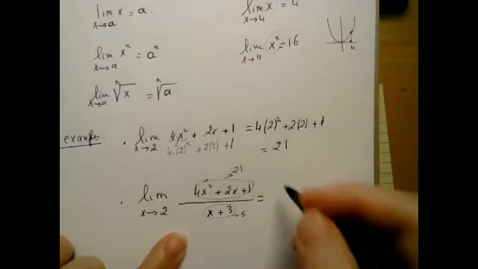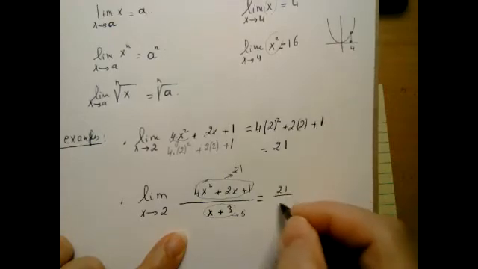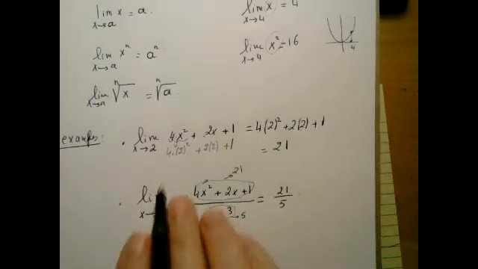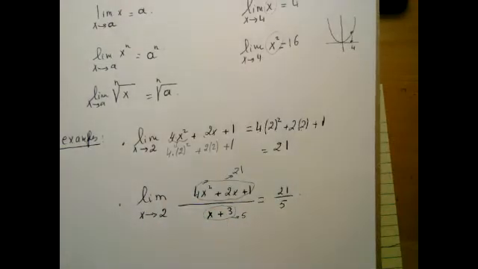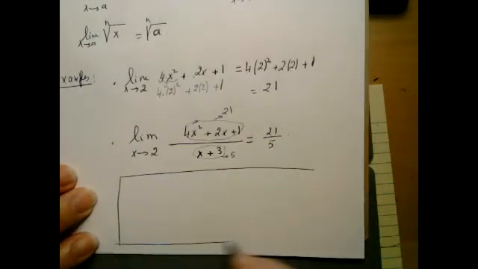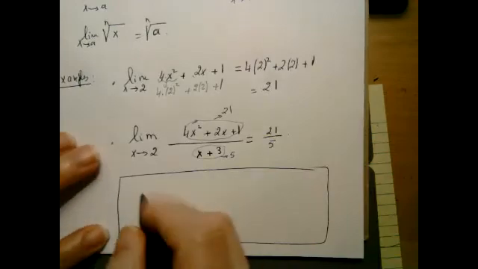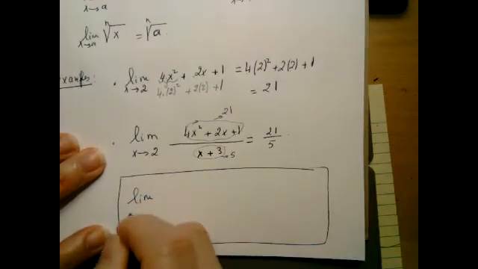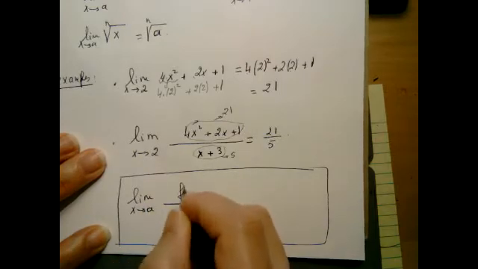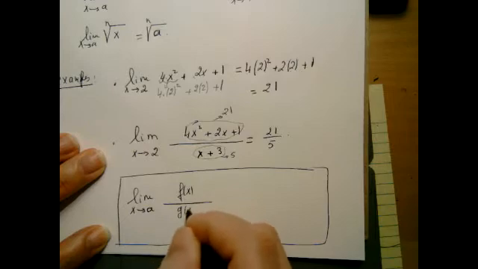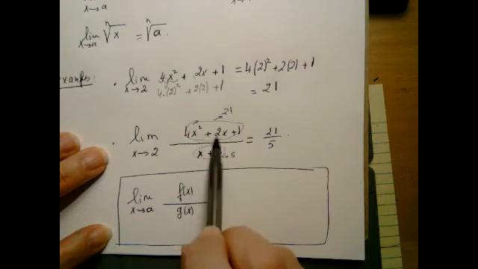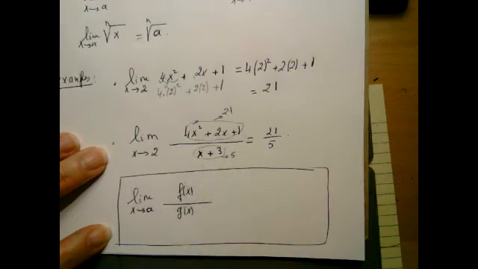So when I start computing this ratio, I should get 21 over 5. Okay, so again, I am plugging in. The rule in general is the following. If I have two functions divided by each other, so if I need to find the limit as x becomes close to a number a of one function divided by another, okay? Here my function is 4x squared plus 2x plus 1, and the other one is x plus 3.